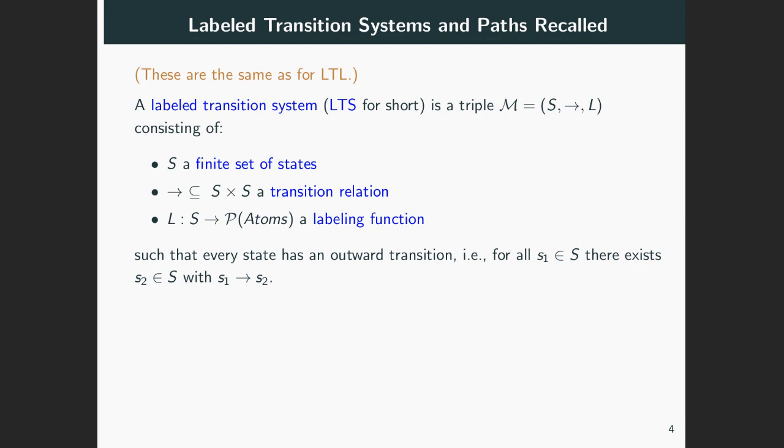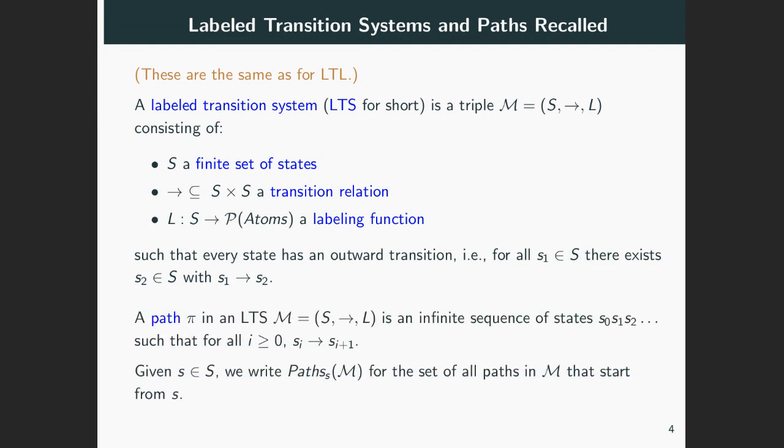thought of as the atoms that are true at that state. And we assume that each state has at least one outward transition, that is, we can never get stuck while transiting between the states of the system. Also, recall that a path in an LTS is an infinite sequence of states such that any two consecutive states in the sequence are connected by a transition, and that we write paths as M for the set of all paths in M starting in the state S.